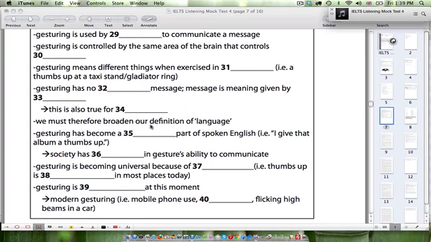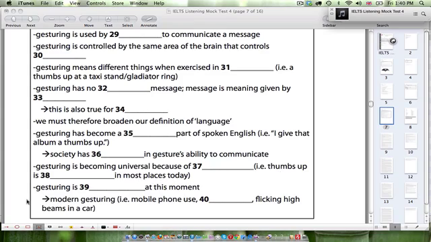Okay, gesturing has no message, so likely an adjective. Message is it is meaning given by something. This is also true for, okay, listen for two things. We must therefore broaden our definition of language. Gesturing has become a part, an adjective in here, of spoken English. I give that album a thumbs up. Another example, let's listen for this example. Society has in gestures ability to communicate. Gesture is becoming universal because of, another example, listen for, in most places today.